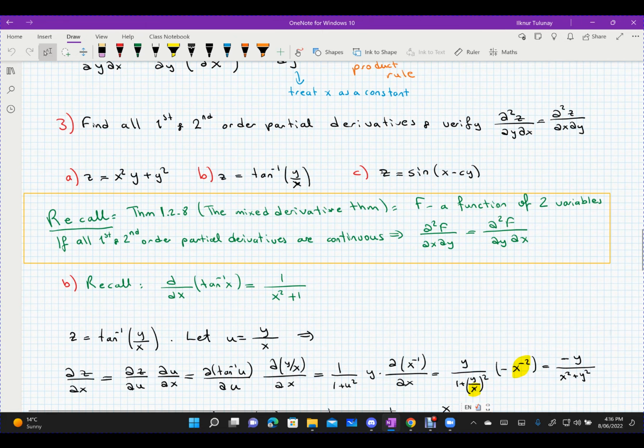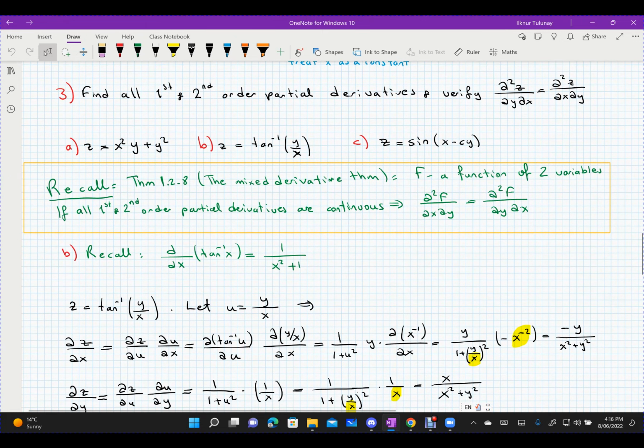Now the next question, that is the third problem in your problem sheet. First of all, we want to find the first partial derivatives and then the second partial derivatives, all of them. And then we want to verify that the second partial derivatives d y d x is equal to d x d y. I'm going to solve question B.